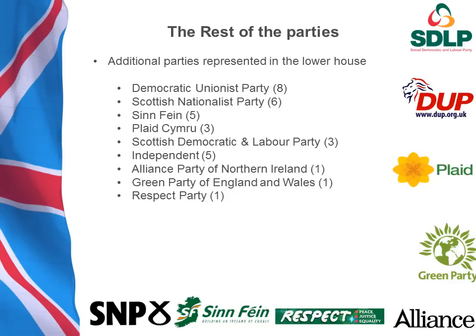On this slide is a list of the other parties as well as their logos, the other parties that are represented in the lower house. The Democratic Unionist Party has 8 members. The Scottish Nationalist Party, 6. Sinn Féin, 5. Plaid Cymru, 3. The Scottish Democratic and Labour Party has 3. There are 5 registered independents in the lower house, and the Alliance Party of Northern Ireland, as well as the Green Party of England and Wales, and the Respect Party each have 1 member in the lower house.